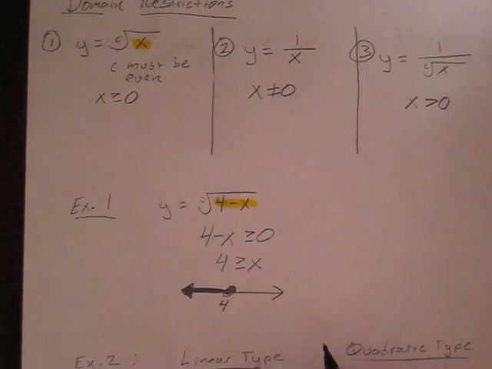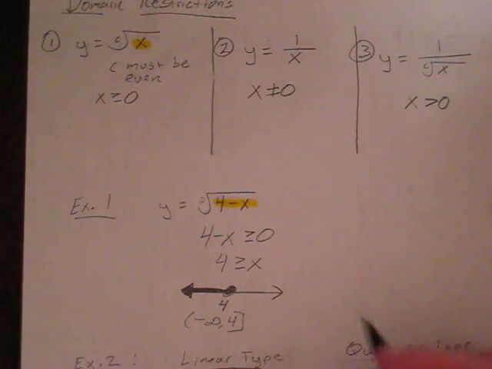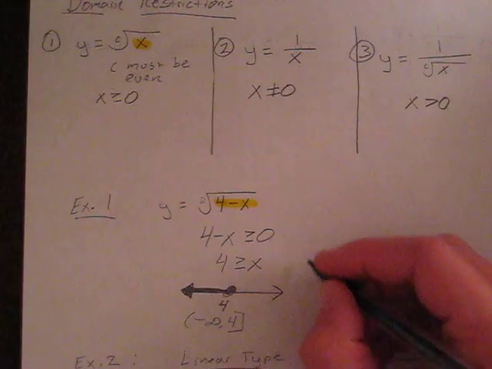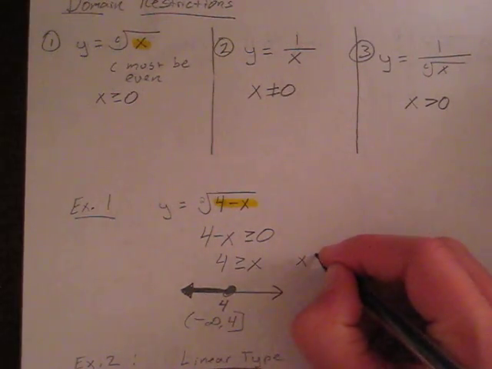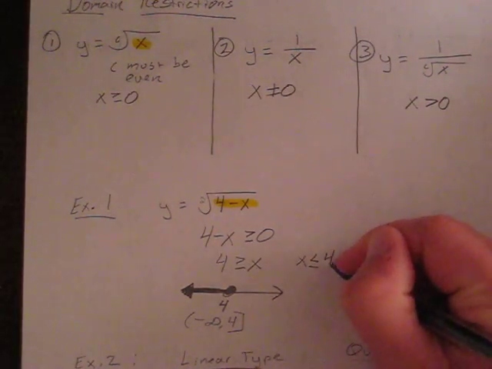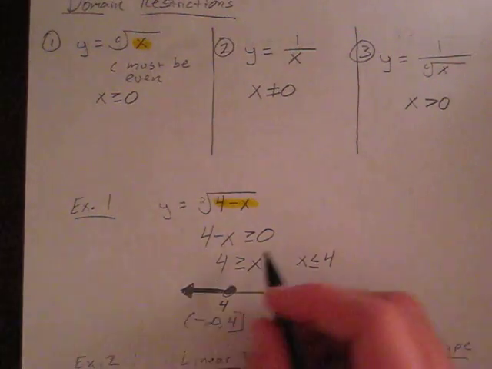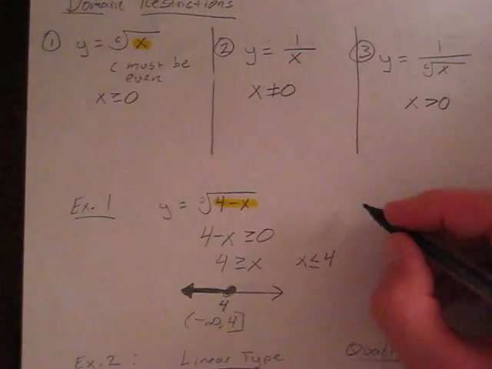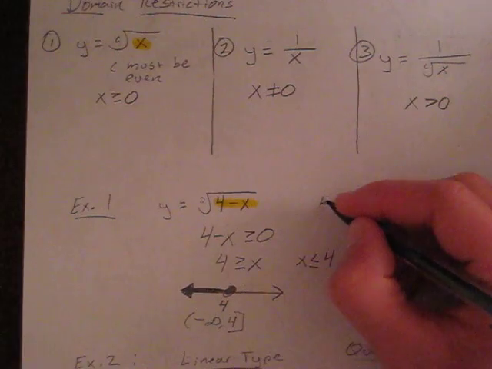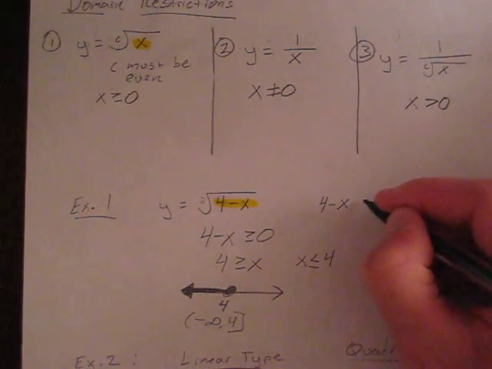And when we write in interval notation, that means that we have from negative infinity to 4 with the bracket. Some of you are more used to writing this inequality as x is less than or equal to 4. That's totally fine.